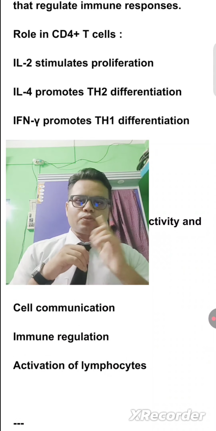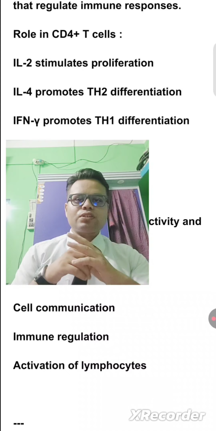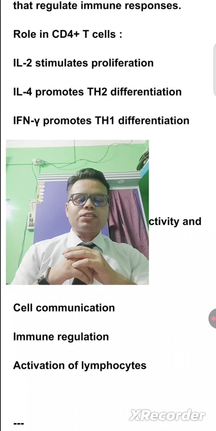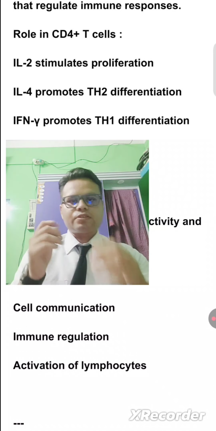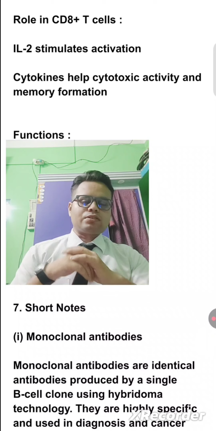First, IL-2 stimulates the proliferation. Number second, IL-4 promotes the TH2 differentiation. Number third, IFN gamma promotes the TH1 differentiation. So that is the role of CD4 plus T cells. After that, role of CD8 plus T cells. What do you mean by the role of CD8 plus T cells?